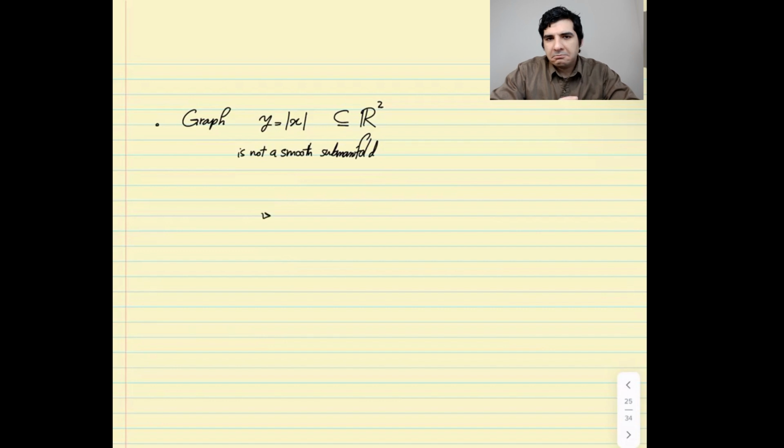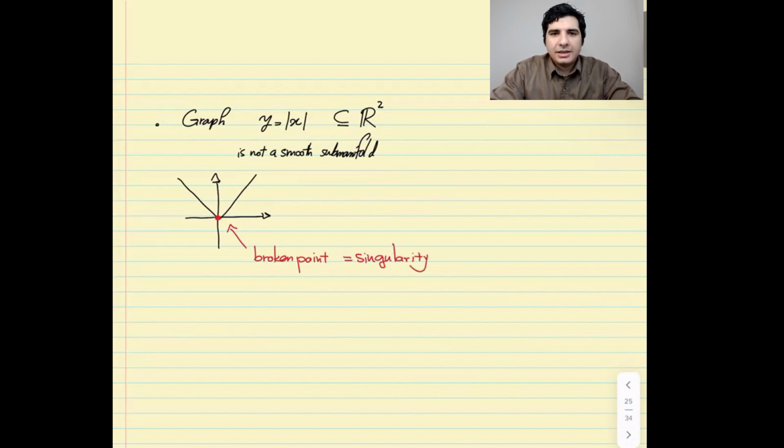So think about R2, and think about the graph of y equals absolute value of x. Let's say this is the graph. You see, this is a one-dimensional subspace, and this one-dimensional thing has a broken point. This red point is a broken point, or a point of singularity. This point is actually the source of the problem. The graph is not a submanifold because of this point.